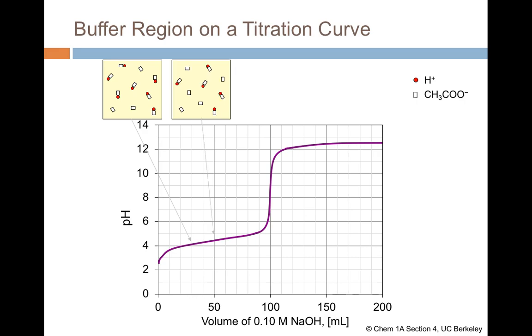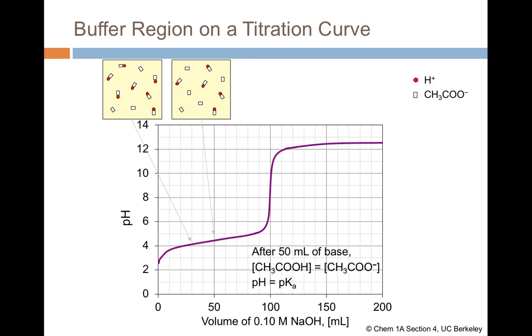There's also a point along the way where you have equal amounts of acetic acid and acetate. This is that magic moment halfway to the equivalence point where the weak acid and conjugate base concentrations are equal to one another. So this is your initial buffer solution before you have perturbed it in any way.